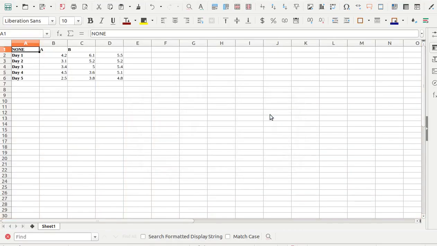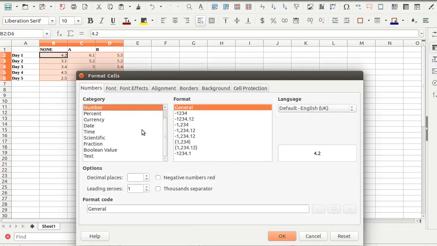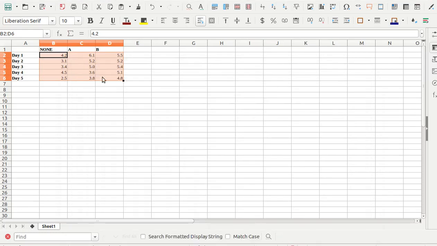Okay, so be very careful because it's changed that look. And also this should be a 5.0, but it changes it to 5. So it's changed it from 2 sig fig to 1 sig fig. That's really silly. I'm going to format that to 1 decimal place, which will give me 2 significant figures.